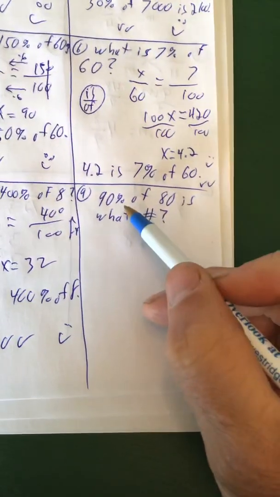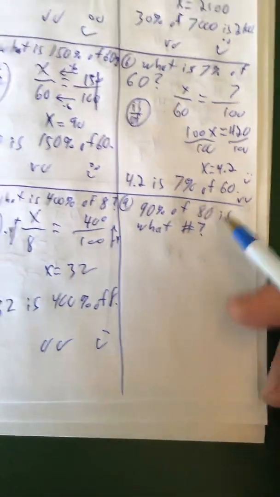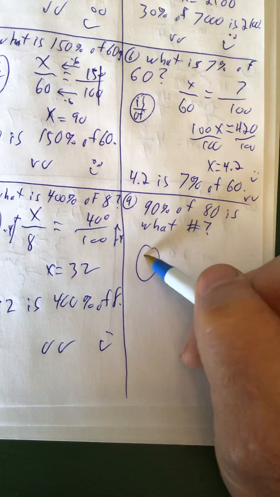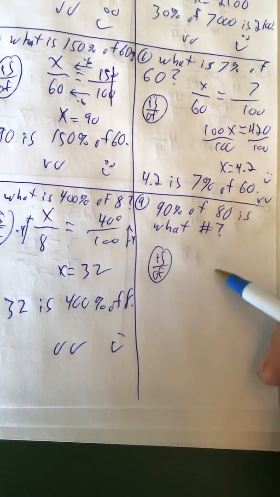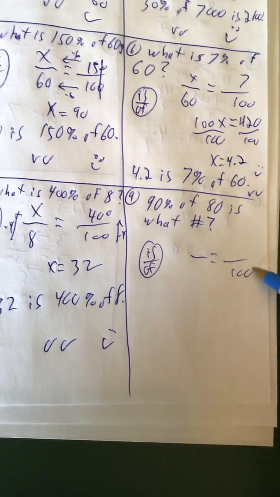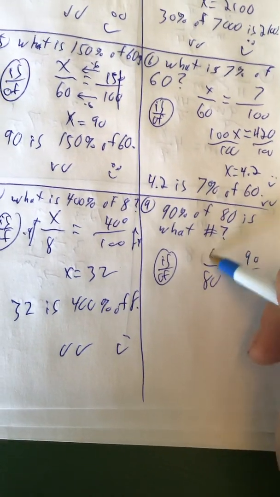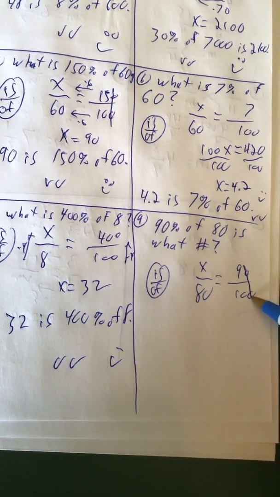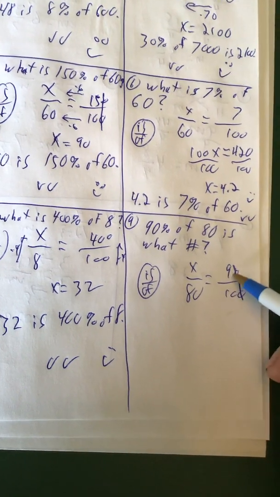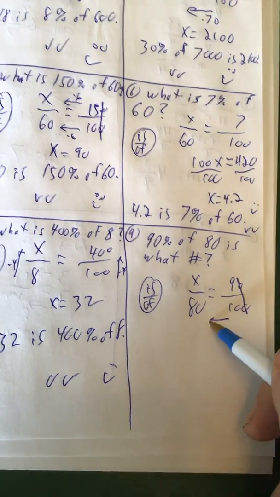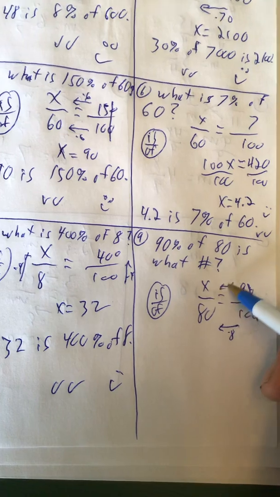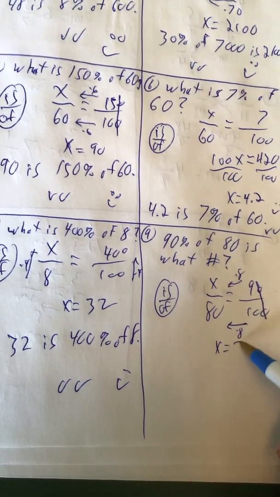Last one here. 90% of 80 is what number? Hit pause and go. Is over of. Percent always goes over 100. I'm going to slash and do door number 2 here. Reduce that to 9/10. Oh, well that's just times 8. So times 8. X equals 72.